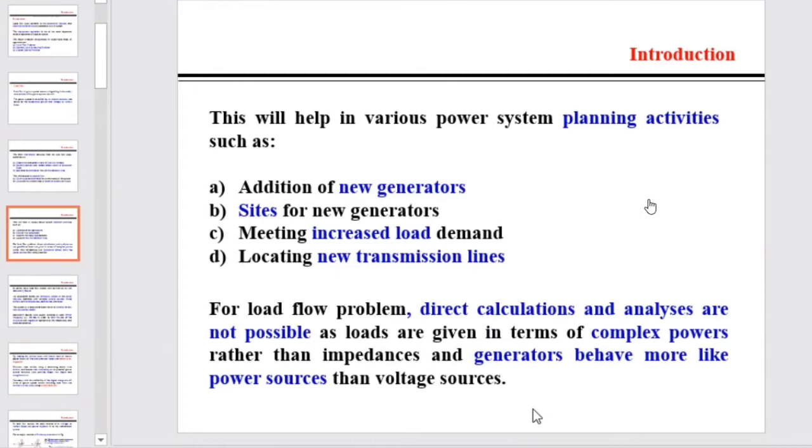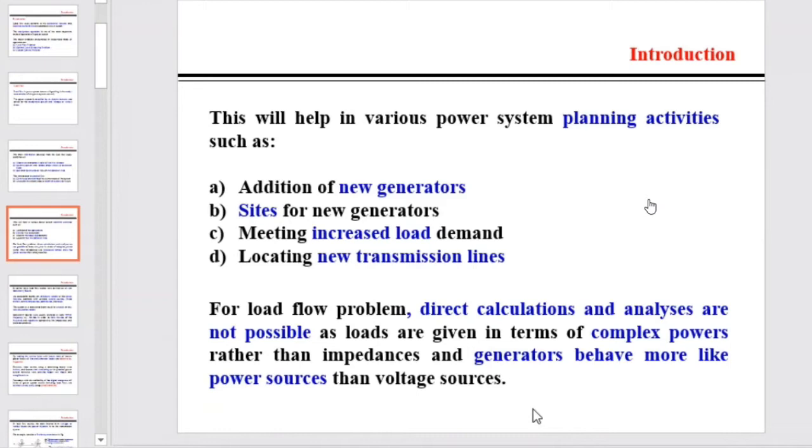Site for new generation: if we are putting a new generator in terms of wind power generation, where the wind is blowing almost all the time, and if we are putting a hydroelectric power plant, where we can build a big dam where we can store a huge amount of water at a very high level, so that the potential energy is high. So we look at those things and finally decide in the planning activities.